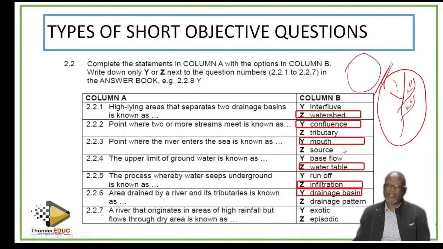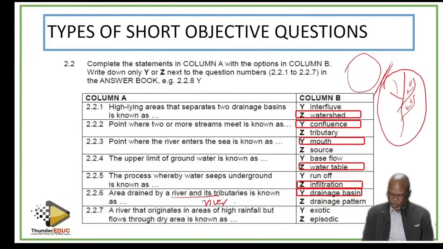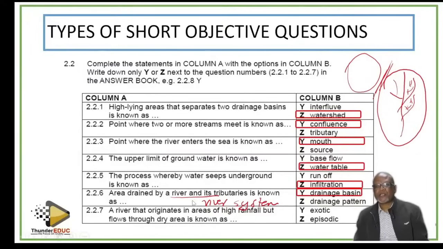The area drained by a river and its tributaries is called the drainage basin. And then the river and its tributaries together, we call the river system. So you can say a river and its tributaries, or you can say river system. The area that's drained by the river system is called the drainage basin.